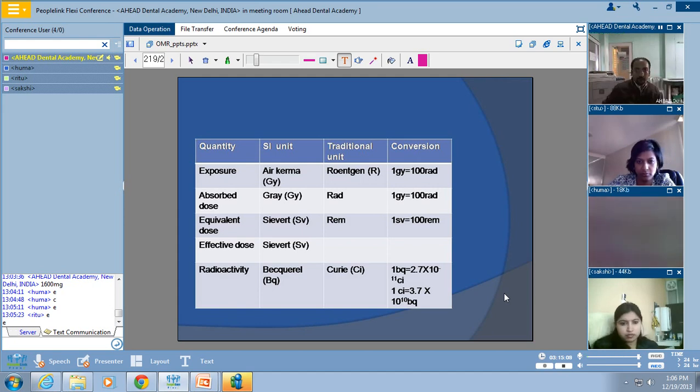Problem hai ki kahi institutions mein abhi bhi traditional unit mein baat hoti hai rad mein. So this is why I have deliberately put this slide. Equivalent dose SI unit is sievert and the traditional unit is rem. Effective dose has no traditional unit, and for radioactivity, the modern unit is becquerel and the older unit was curie, where 1 becquerel is equal to 2.7 times 10 to the power minus 11 curie. Even if you don't know this, there is no problem, but try to remember these three things at least. Is it clear?